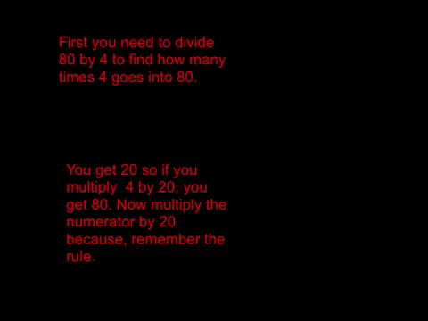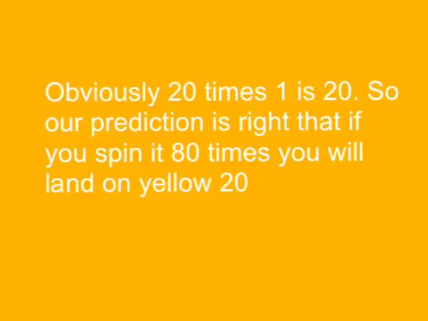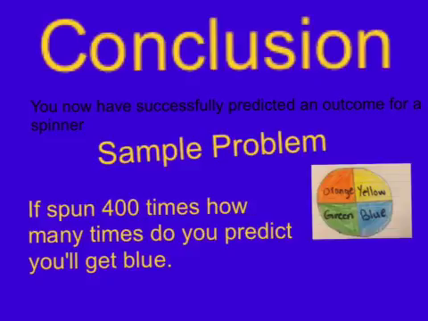Now multiply the numerator by 20, because remember the rule. Obviously, 20 times 1 is 20. So our prediction is that if you spin it 80 times, you will land on yellow 20 times. Conclusion: you have now successfully predicted an outcome for a spinner.